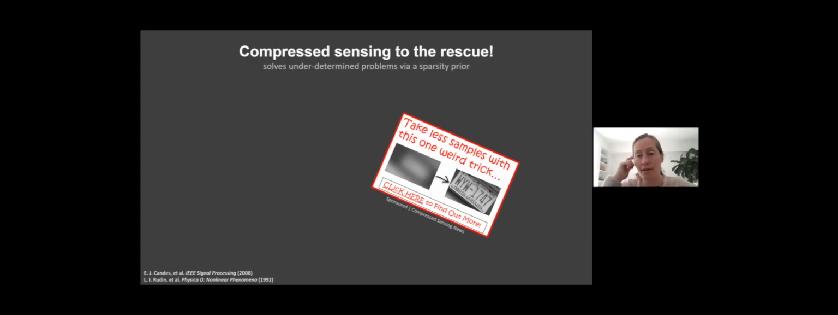So how many people have heard of compressed sensing? Maybe you can raise your hand in the participants window. Lots of people, I think.